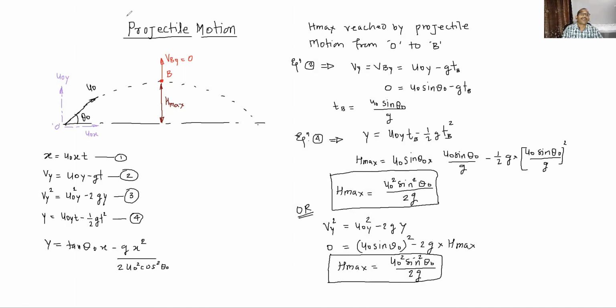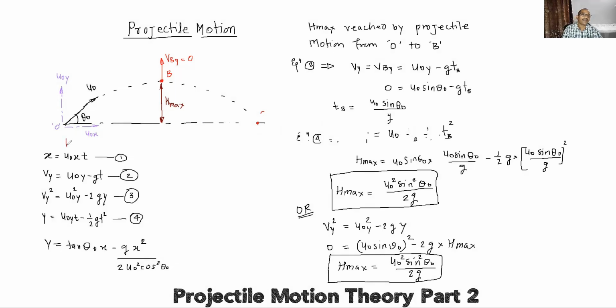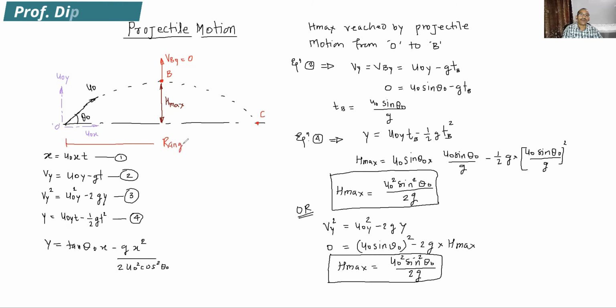Next important part is, when the projectile moves from point O and finally strikes the ground at point C, that means motion ends here. How much time does it take to reach the final position starting from the initial position? The projectile starts at O and motion ends at C. How much time it takes to reach location C is called time of flight. And the total horizontal distance to reach location C is called range.